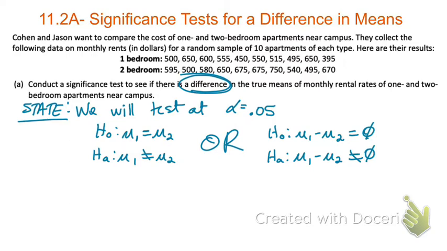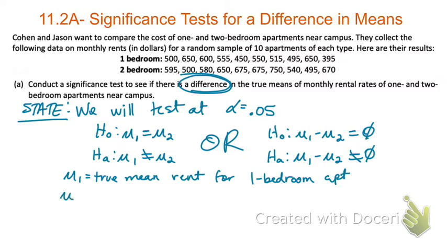Now, because we have a mu1 and a mu2, we need to make sure we define them. Mu1, which one should be mu1? Seems like we should do 1 bedroom apartments, huh? All right. So mu1 equals the true mean rent for 1 bedroom apartment. And mu2 is the true mean rent for 2 bedroom apartment. Perfect.